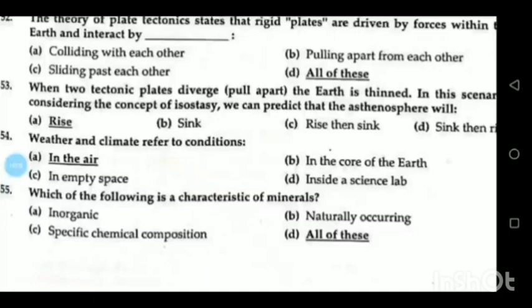Weather and climate refer to conditions in the air. Which of the following is a characteristic of minerals? All of these: inorganic, naturally occurring, and specific chemical composition.